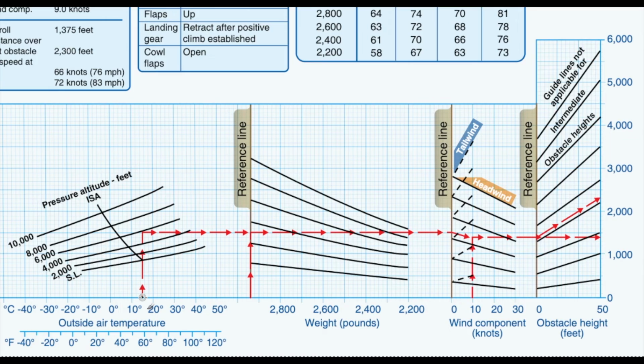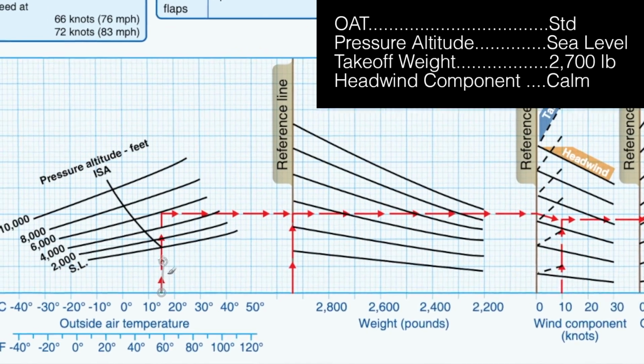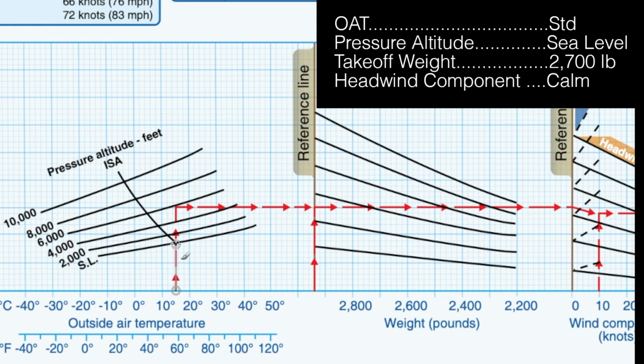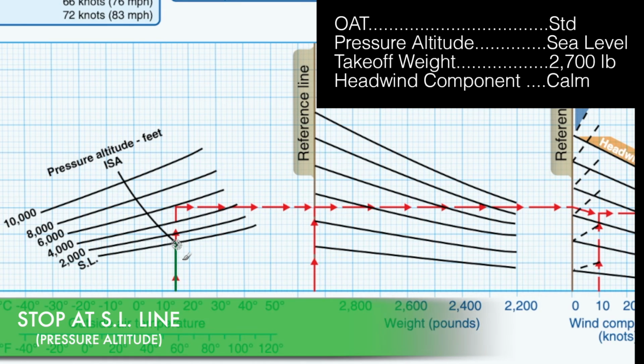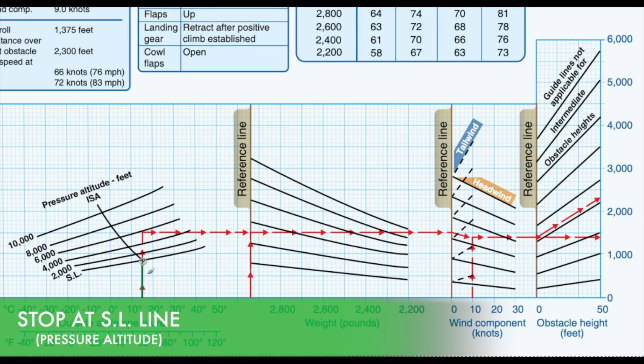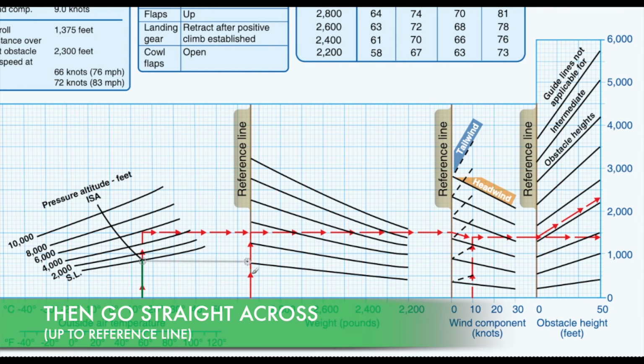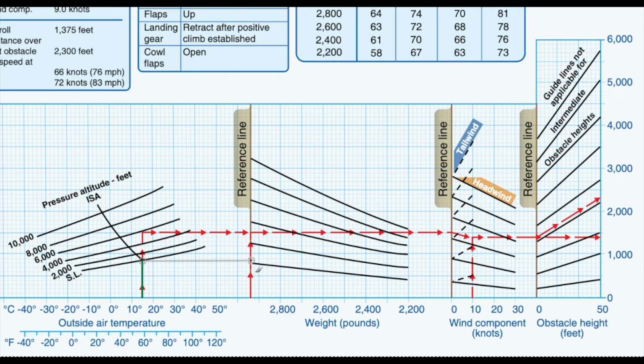And from that point, we will track straight up towards the heavier black guidelines for the pressure altitude. The next given condition from the question says we are dealing with sea level conditions. So that means we will stop right at the point of contact with the first line that's labeled SL for sea level. And from there, we will track straight across to the right up to the vertical reference line that borders the next section on the chart. Now we have made our point on the reference line.